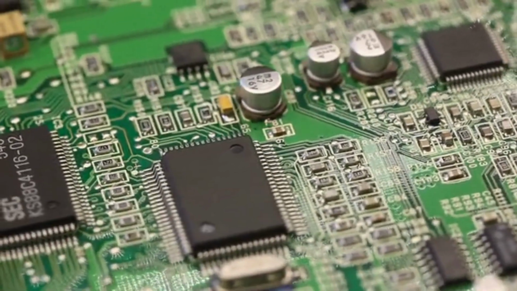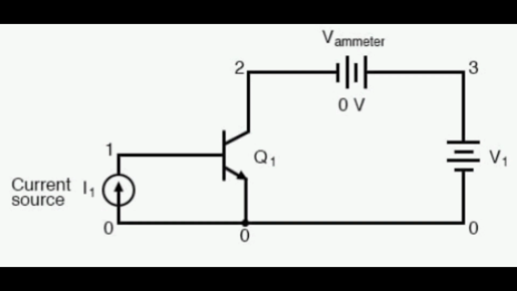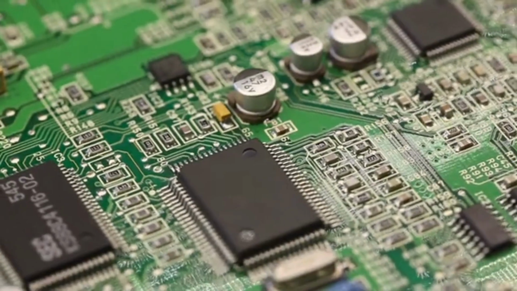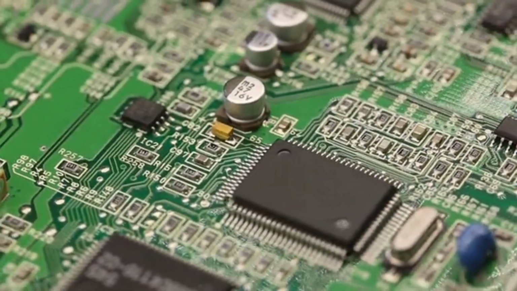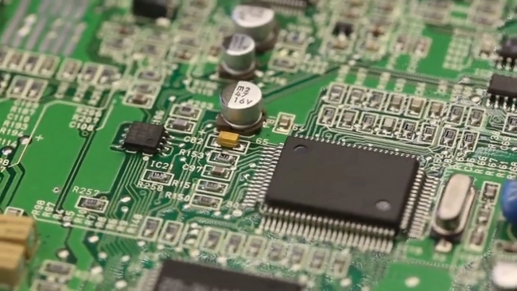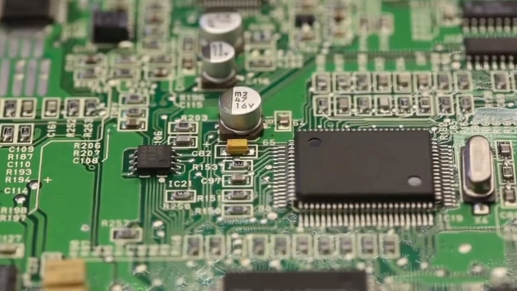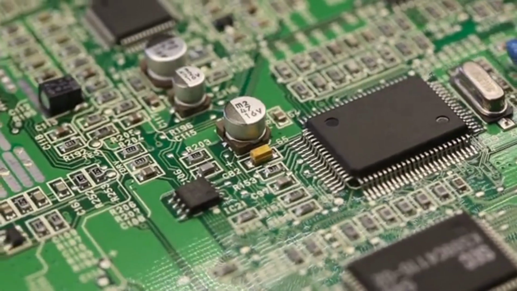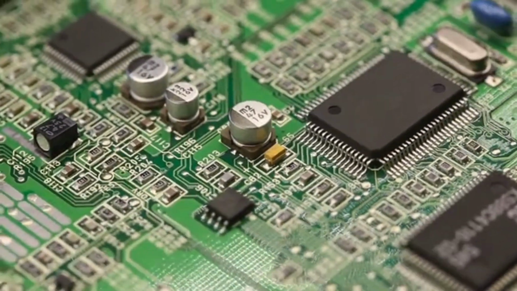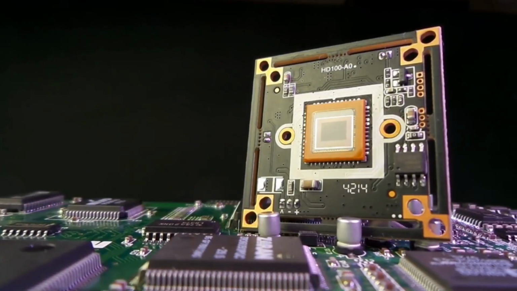In the active region, a small forward bias on the base emitter junction causes electrons from the emitter to inject into the base. Since the base is very thin and lightly doped, most of these injected electrons diffuse across the base and are swept into the collector by the reverse biased base collector junction. This results in a fascinating phenomenon.